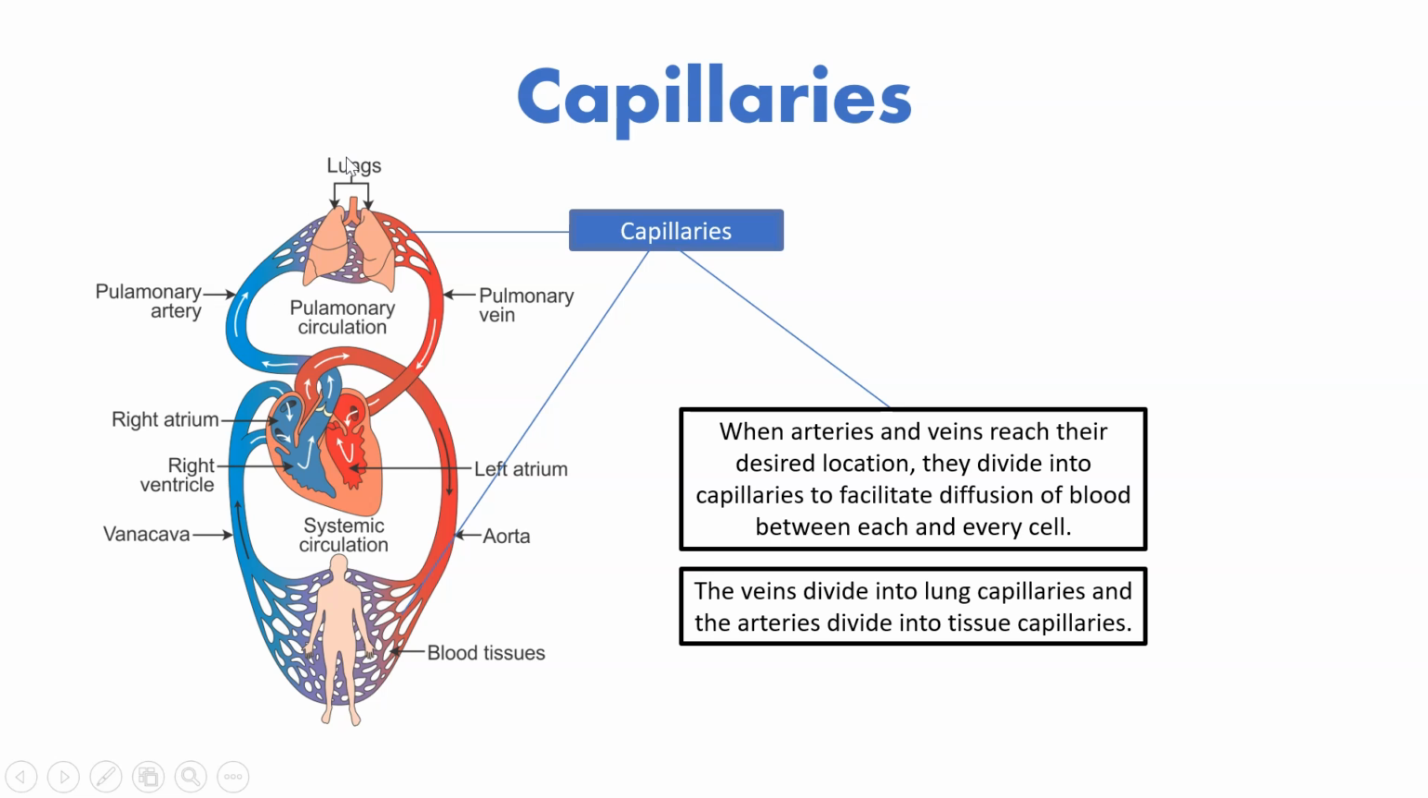So the veins, once they reach the lungs, divide into lung capillaries, and when the arteries reach the body tissues, they divide into tissue capillaries. So instead of sending all the blood all at once to the lungs or the tissues, they divide into these smaller vessels in which they can easily diffuse oxygen. They can give oxygen and take carbon dioxide as quickly as possible.